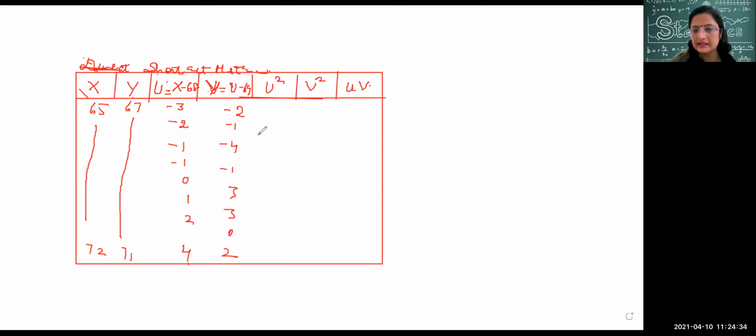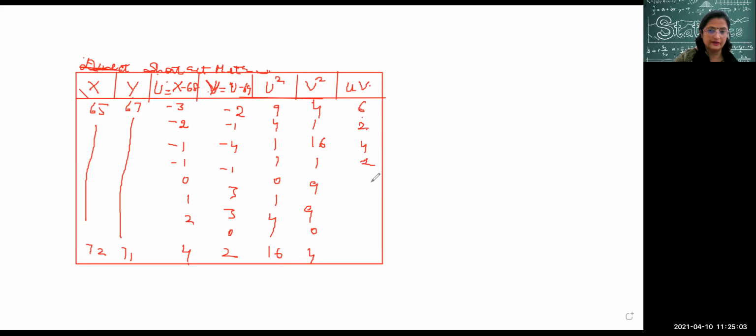Now how easy it is to square a single digit. So 9, 4, 1, 1, 0, then 1, then 1, then 4, then 16. Then here is 4, 1, 16, then 1, then 3 3s are 9, then 3 3s are 9, then 0, then we will have 4. Then product u into v: 3 2s are 6, then again 2, then 1 4s are 4, 1 1s are 1, then 0, then 3, then 0, and then 4 2s are 8. Look how simple the calculation has become, right.